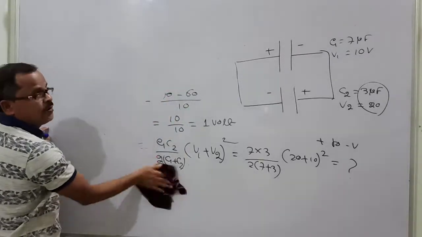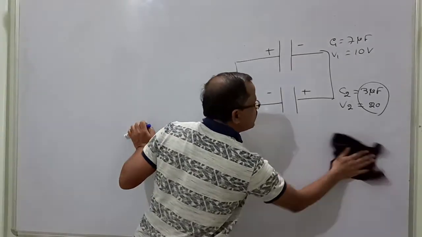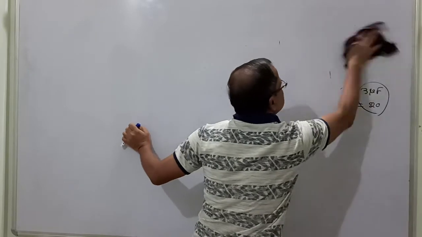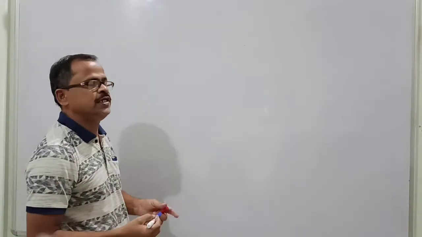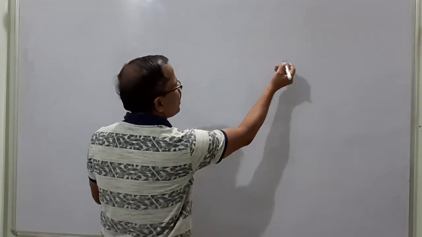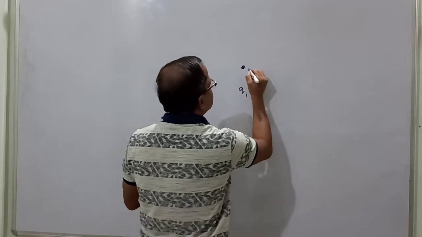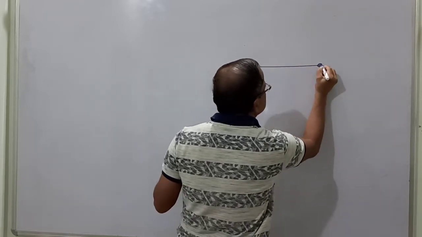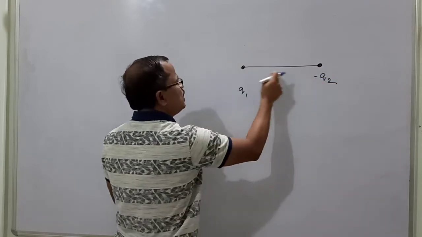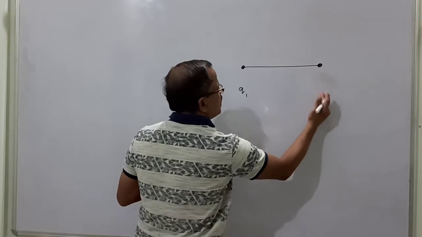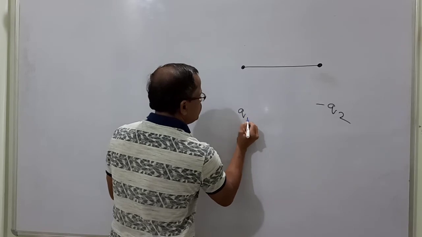Now there is another very important and interesting problem, based on the lines of force. Let us solve it. The question is, please look here. This is a charge, this charge is Q1. This is another charge, this charge is equal to minus Q2. This is positive charge, this is negative charge, and this charge is equal to plus Q1.